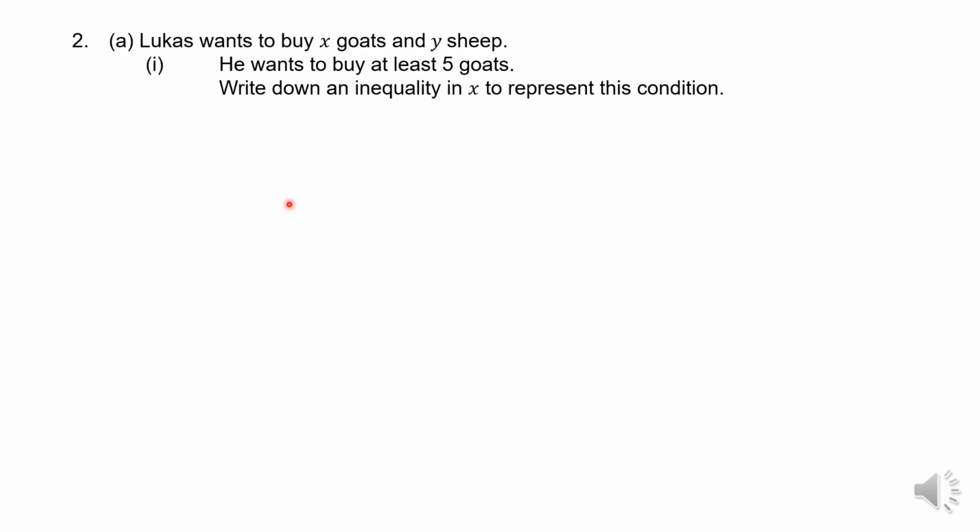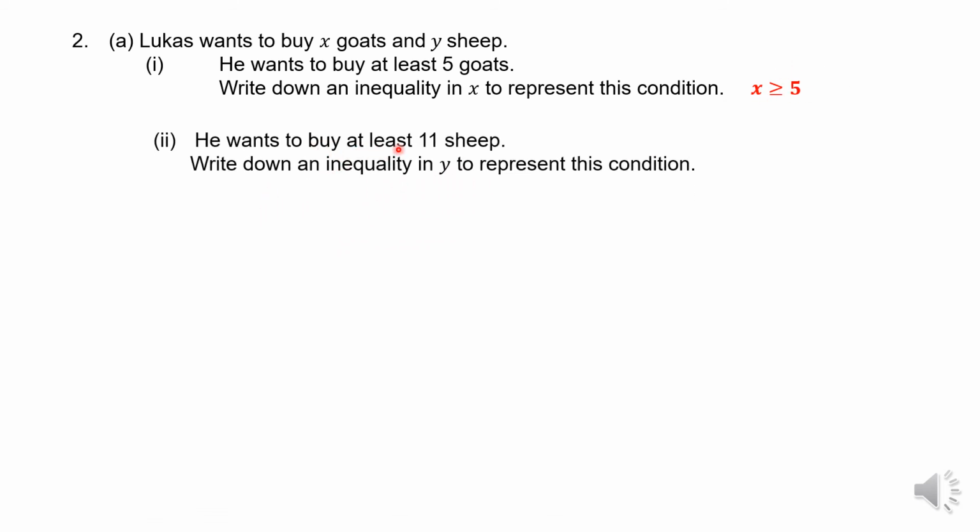So I have a second question here. Lucas wants to buy x goats and y sheep. So that tells you exactly the x is for the x-axis, the y is for the y-axis. He wants to buy at least 5 goats. At least, that means he can buy more than that. So x greater than or equal to 5. So when you write that down, that is how you have the inequality. Then he wants to buy at least 11 sheep.